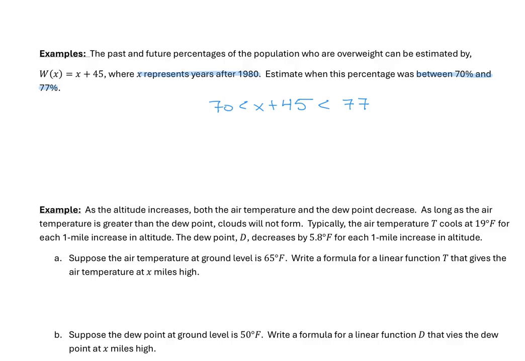And then now that we have our three-part inequality, we can go ahead and solve this. So, in order to solve this three-part inequality to get x by itself, I want to subtract 45 from the middle, from the left, and from the right. And so what we end up with is 25 is less than x is less than 32.